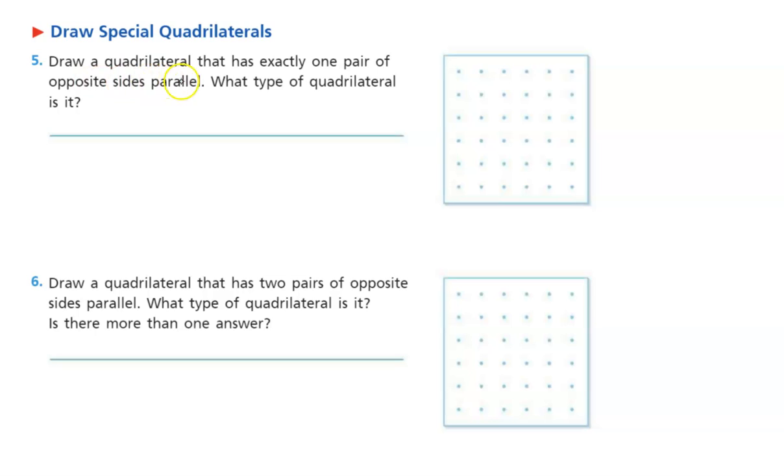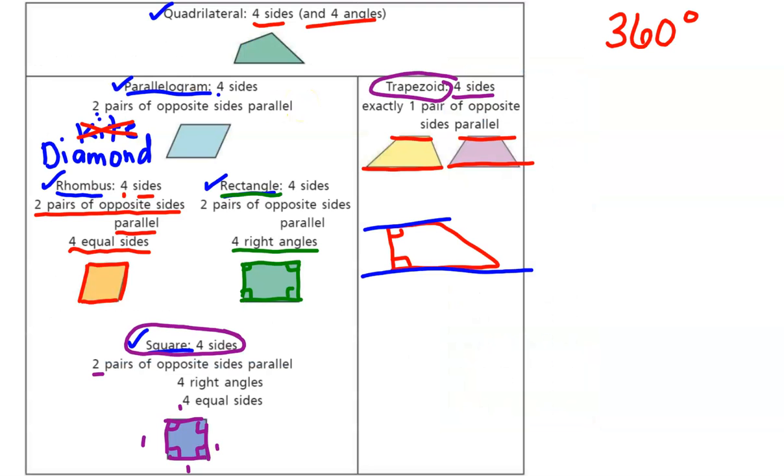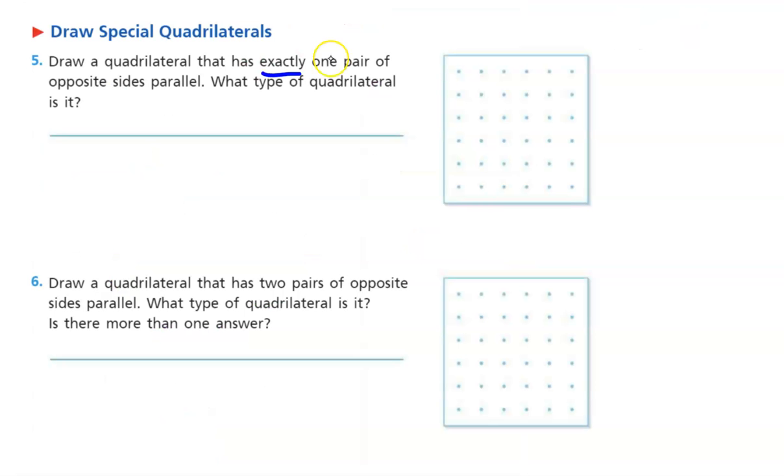This says draw a quadrilateral that has exactly one pair of opposite sides that are parallel, and then it wants to know what type of quadrilateral it is. Well, you can go back and look at this paper that yours probably isn't drawn all over. But for me, I know that one pair of parallel sides is automatically going to be a trapezoid. So then off to the right, my job would be to draw something that has one set of parallel lines.